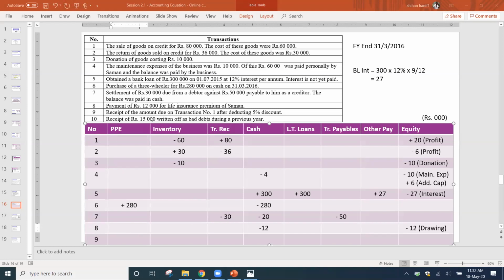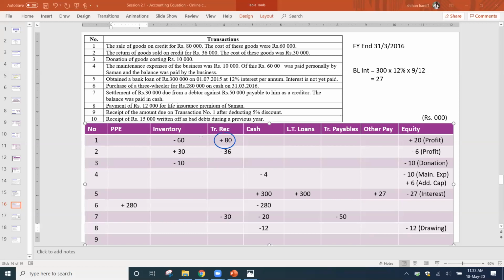Receipt of the amount due on transaction number 1 after deducting 5% discount. Transaction number 1 is sale of goods on credit, 80,000. Cost of these goods were 60,000, so that is cost of sales. So how much should we receive? We should receive 80,000 from the debtor. This 80,000.